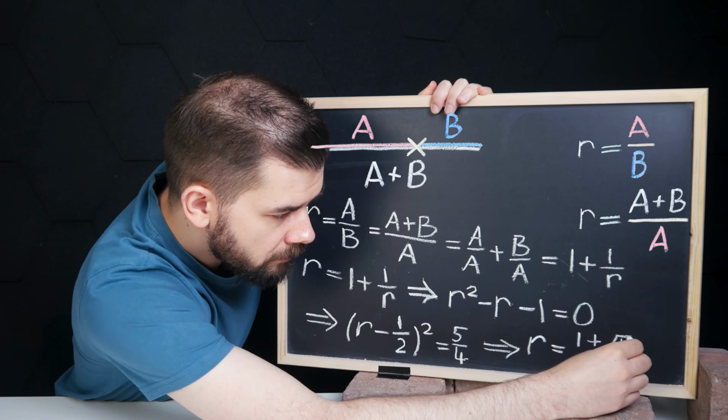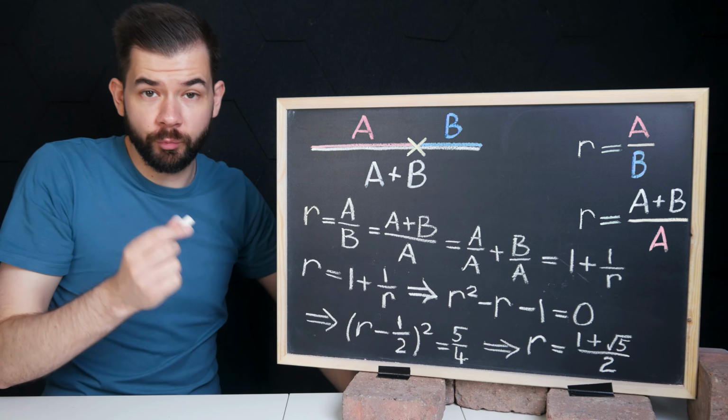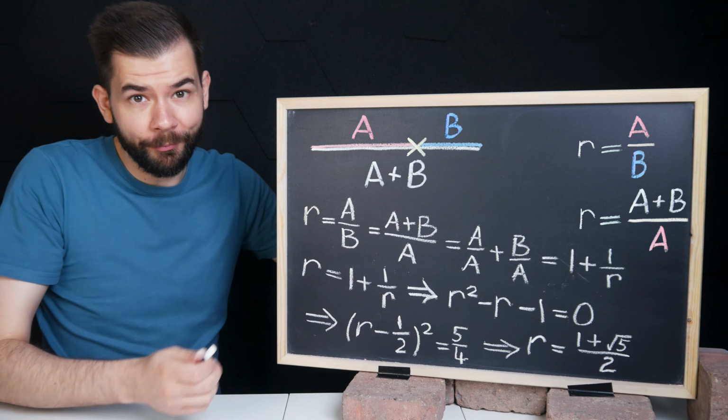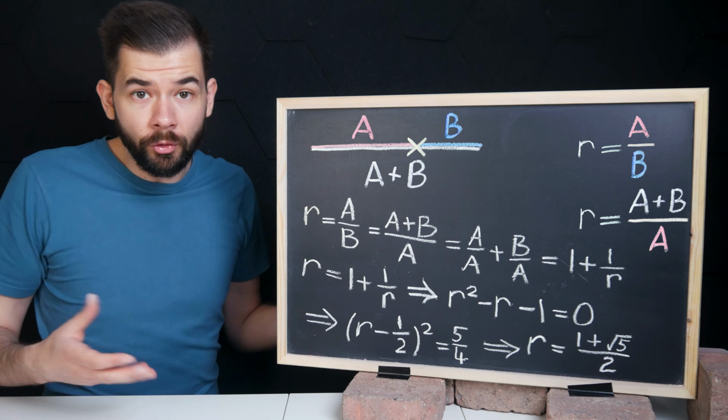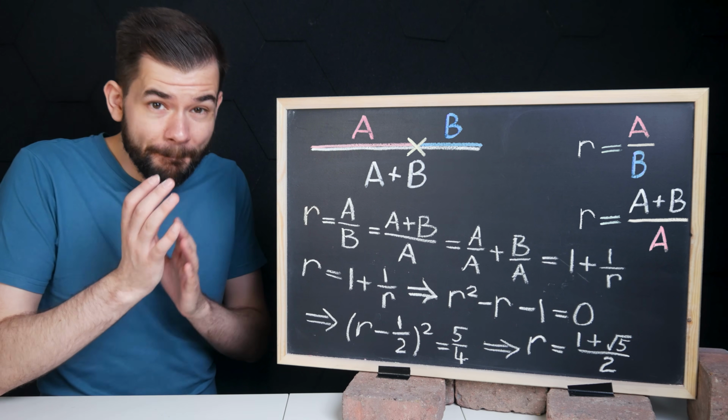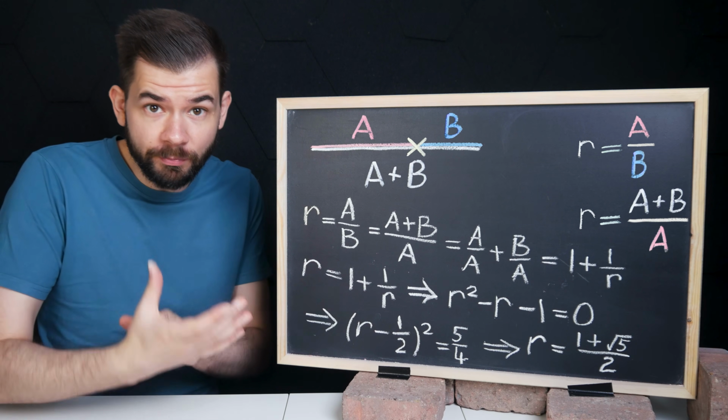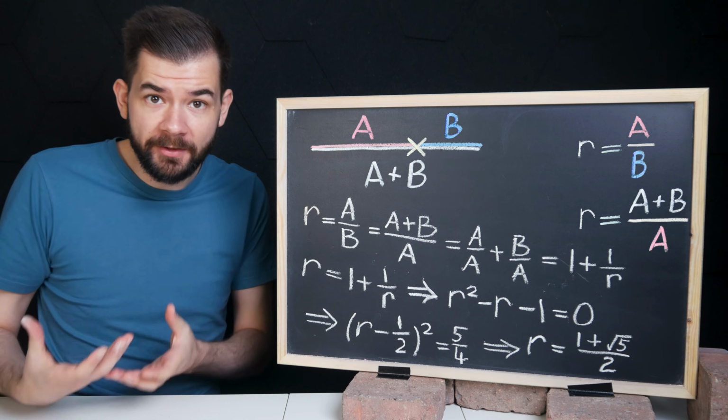I'm going to complete the square here. We obtain root 5 plus 1 over 2, which is about 1.618. This number is called the golden ratio, and it describes the magic point on a line segment where small to big is the same as big to total.